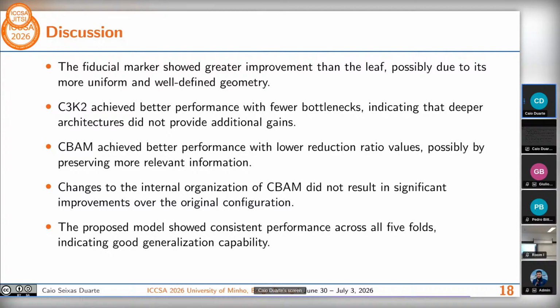Regarding CBAM, the results were obtained with a reduction rate of 80, which suggests that smaller reduction rates may provide better performance by preserving a greater amount of relevant information. In addition, changes to the internal arrangements of the model did not produce significant improvements compared with the original configuration. And finally, the results obtained across all 5 folds demonstrate that the proposed architecture has good generalization capability and consistently improves upon the reference model.